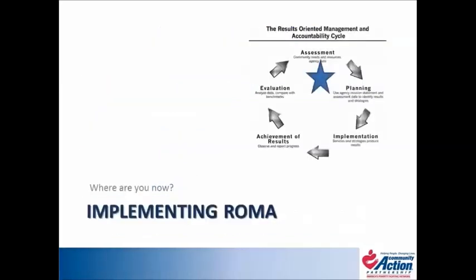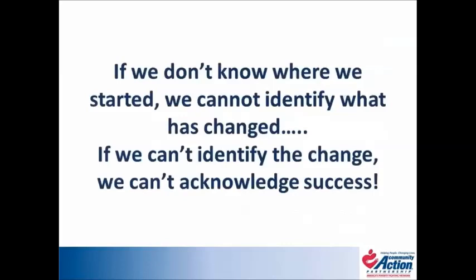So the first part of this, as I briefly mentioned on the previous slide, is really about determining where you are now. And so that's how you start this implementing ROMA process. So it starts with this piece of assessment. And if you don't know where you've started, we can't really identify what has actually changed. And if we can't identify the change, then we're not able to really acknowledge the success that we've had or how much success we've had.